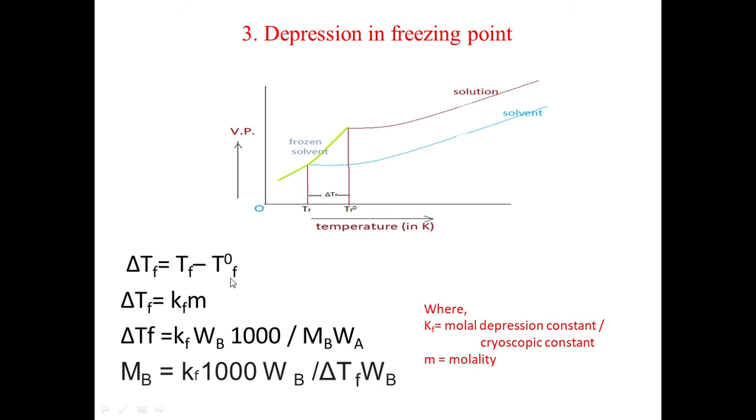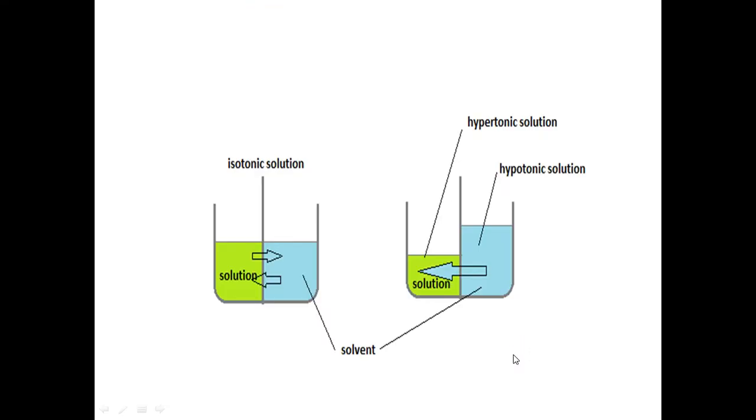Delta TF is equal to T naught F minus TF, where TF is the freezing point of solution, and T naught F is the freezing point of pure solvent. So what we got is the same expression as for elevation in boiling point, you just change the subscript B with F, and you get the expression for freezing point. So there is a KF that is called molal depression constant or cryoscopic constant. The term cryoscopic comes from cryopreservation, that is storing things at low temperature, called cryogenic storage or cryogenic preservation. That's why we call it the cryoscopic constant.